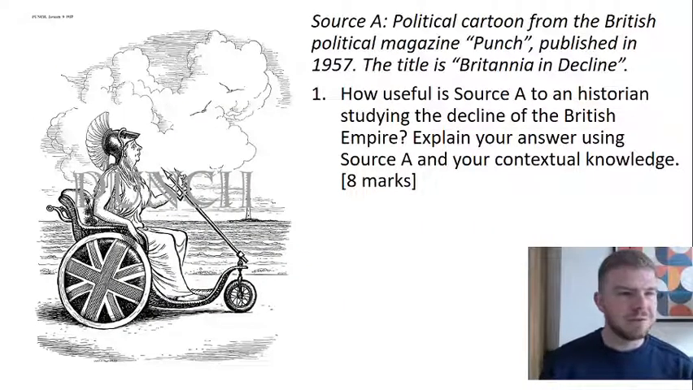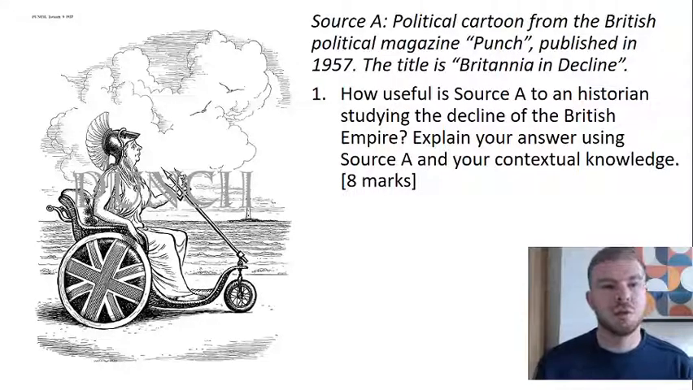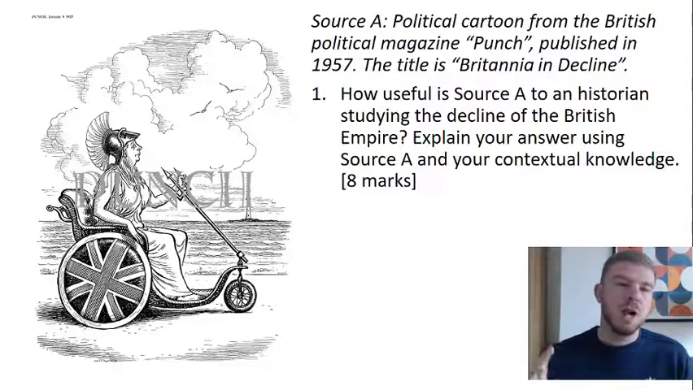So I've found a source here for you, a political cartoon. The provenance at the top says, source A, a political cartoon from the British political magazine Punch, published in 1957. The title is Britannia in Decline. So for this question, when it says how useful, it just means what can we learn from it, and it wants you to tie details from the source to your own knowledge.